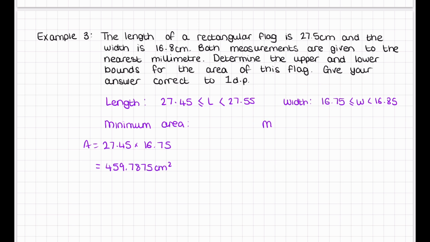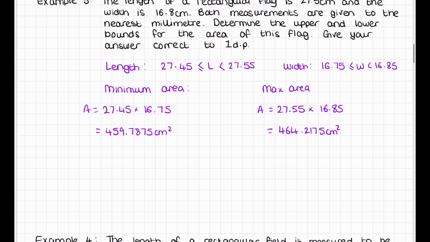Now the maximum area is found by multiplying the two largest possible values, which is 27.55 and 16.85. And that gives an answer of 464.2175 centimetres squared. So the area could ultimately have been between these two bounds.